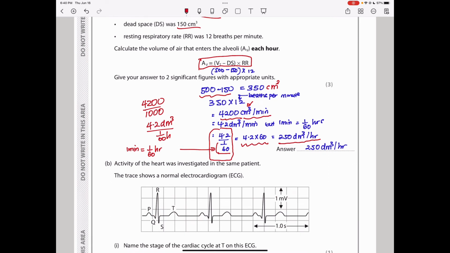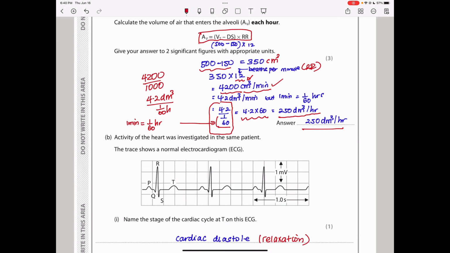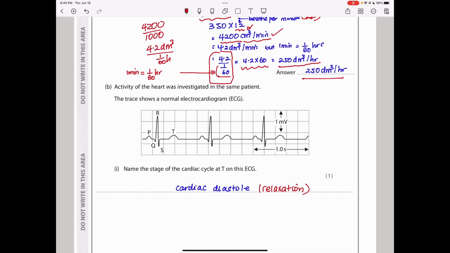The key thing here was to know that you had to multiply by 12 because they had 12 breaths per minute. That was the RR. So after getting this value, VT minus DS, we had to multiply by the RR, which is 12, get the rate in centimeters cubed per minute, and convert that to decimeters cubed per hour to get our final answer. So the next part, B, says, activity of the heart was investigated in the same patient.